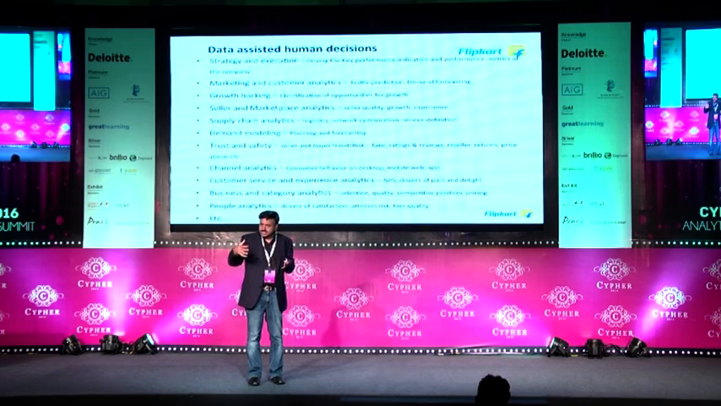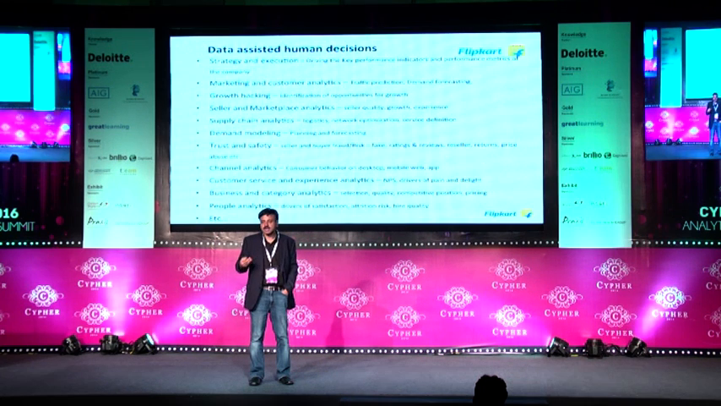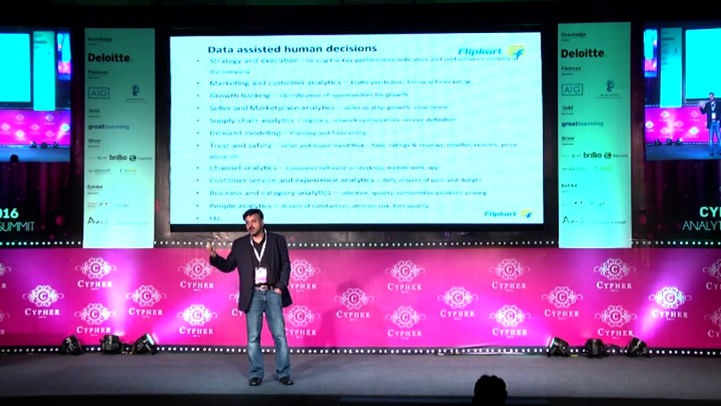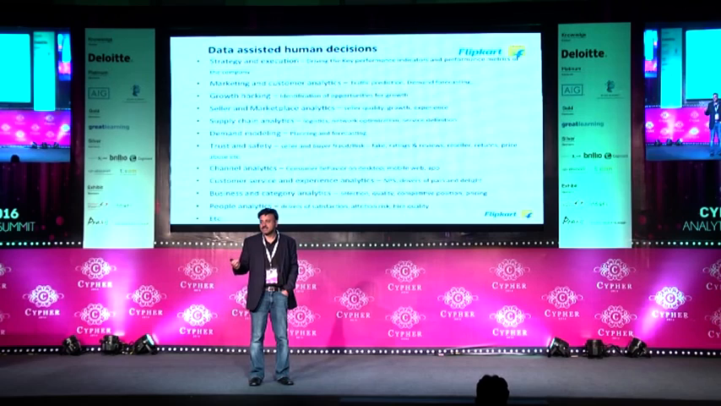It's done through fairly deep science, through a lot of statistics, modeling and so on. I'll go through a little bit of that. And then there are the more conventional areas: marketing, customer analytics. Then the other thing is growth hacking, identifying opportunities for growth. Seller marketplace analytics. We have around 100,000 sellers on the platform, understanding who are the good sellers, promoting them, who are the fraudulent sellers, making sure they don't appear on our platform again, and so on and so forth. Supply chain, logistics, network optimization, driving service, right?